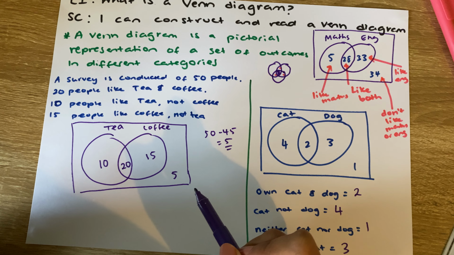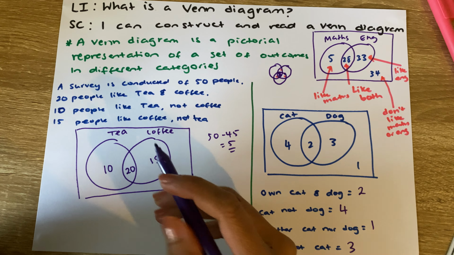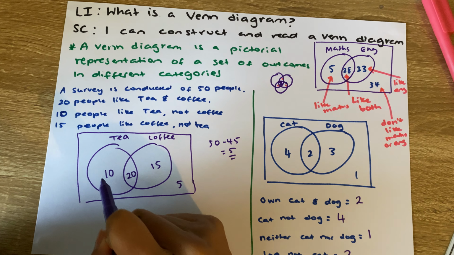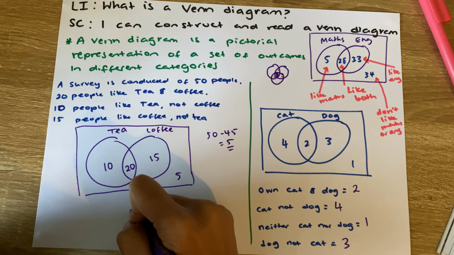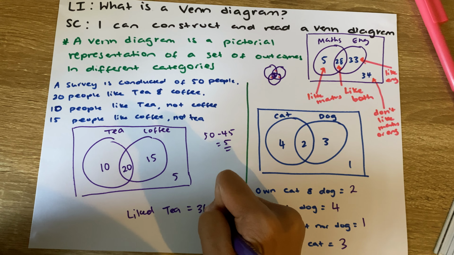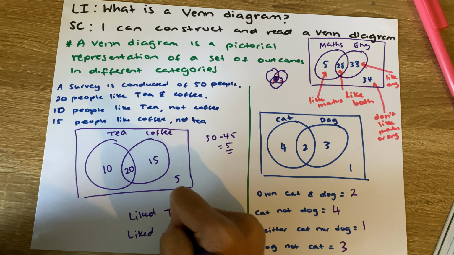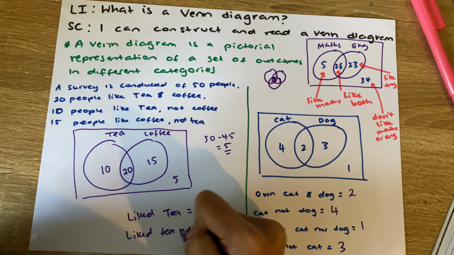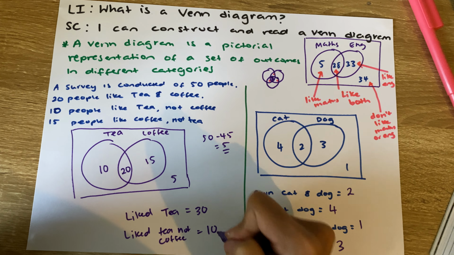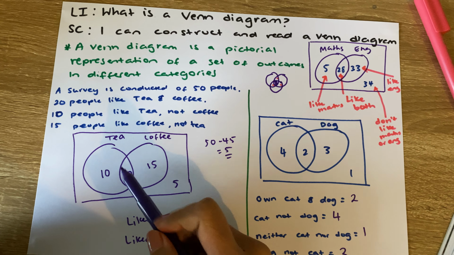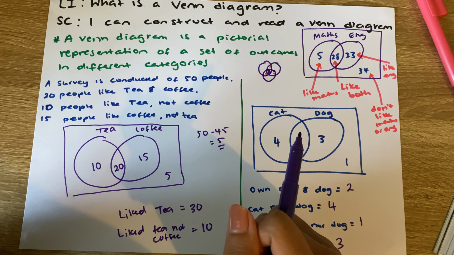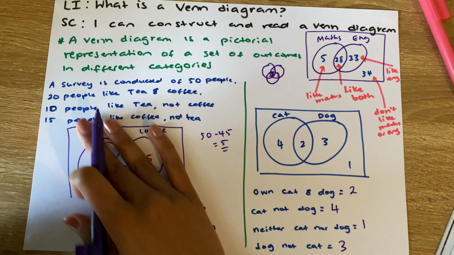I could say, how many people surveyed altogether liked tea? Okay, so how many people liked tea altogether? I would include both of these numbers, 10 and 20. So I can say liked tea would be 30 people, okay? But the difference being liked tea and not coffee, okay, would just be these people here, 10 people. Okay, so distinguishing between what's included in my overlap and what's not included in my overlap. All right, so this will be very relevant.